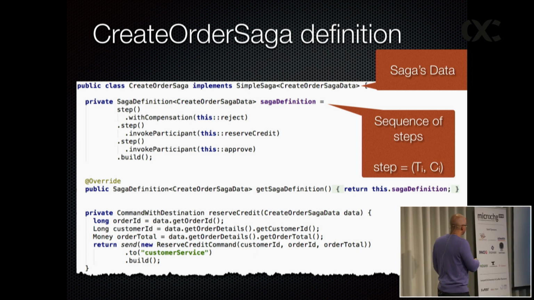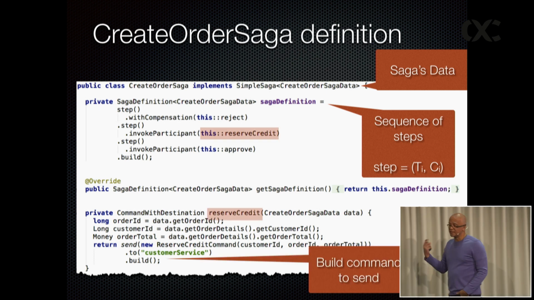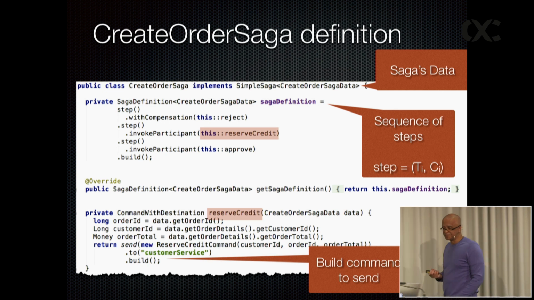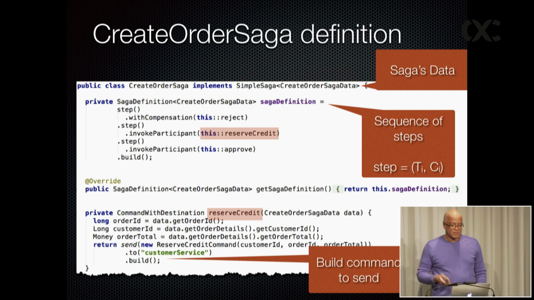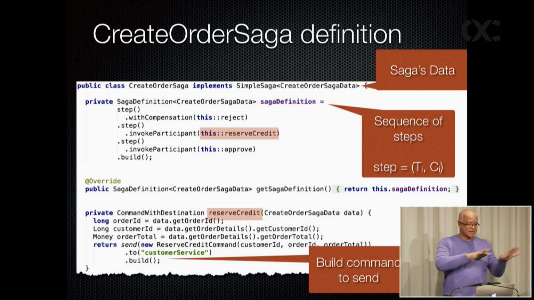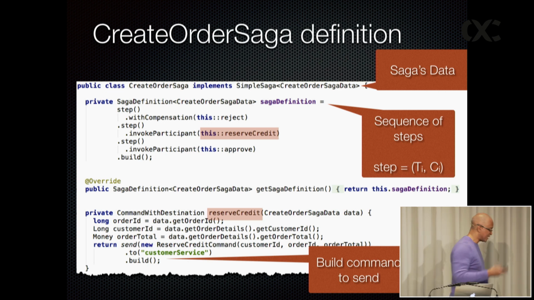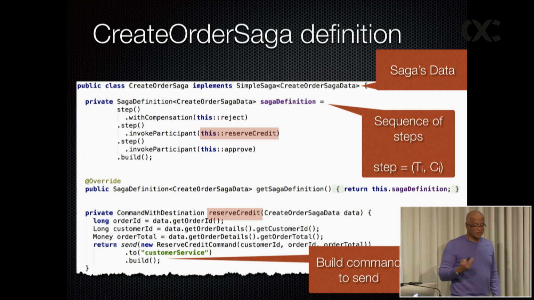So this is basically sending a reserve credit command message to the customer service. So that's what the Saga definition looks like. It's basically a mini DSL for describing the workflow, the sequence of steps for this Saga.